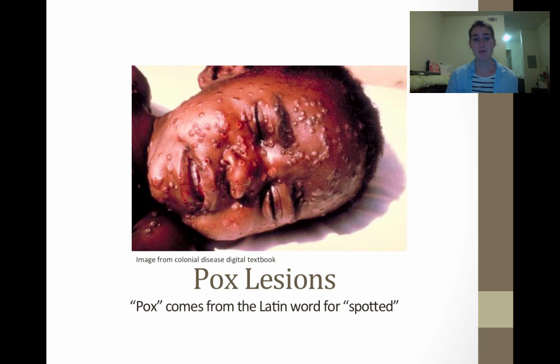Smallpox gets its name from its most characteristic symptom, which is the pox that form on the skin. They're concentrated in the facial region, but they also form on the chest and the limbs as well. So the word pox comes from the Latin word for spotted, because as you can see in the picture, the pustules form spots all across the skin.